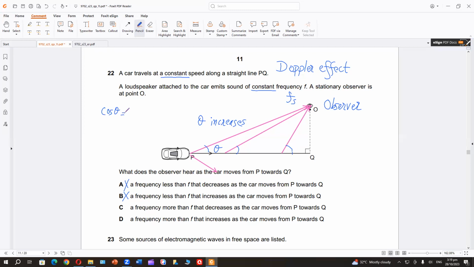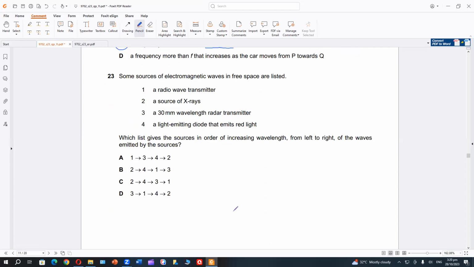Remember cos theta. If I take cos 0, cos 0 is 1, cos 30 is 0.866, cos 60 is 0.5, and cos 90 is 0. So as theta increases, V cos theta decreases. This is what the examiner report told us. That is why we have to select option C, because the velocity will decrease. So this is guidance that examiner reports are very helpful.